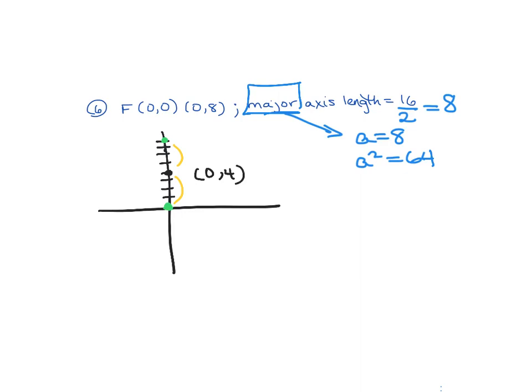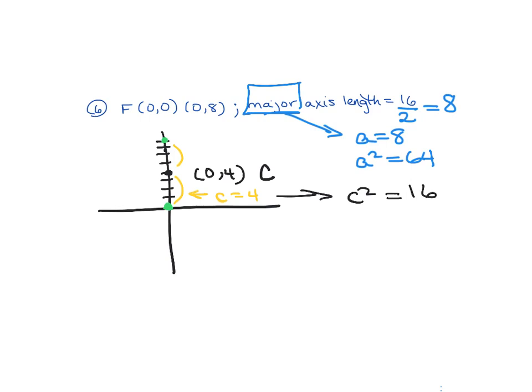Now notice my C value again, that's the distance that the focus is from the center. So my C value is 4. This is my center point. So then now what I can do is my C squared, I can take this. C squared is equal to 16 because I could square that 4.